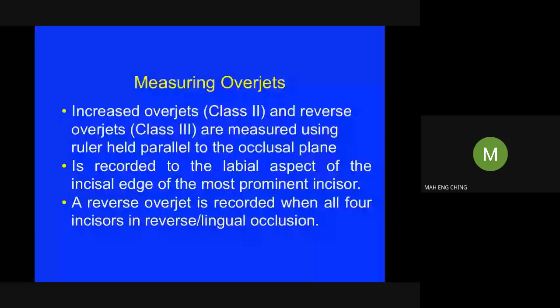Reverse overjet is only measured if the lower incisors, all four incisors, are reversed. If only one incisor is reversed, it is not considered reverse overjet. It is considered a crossbite.